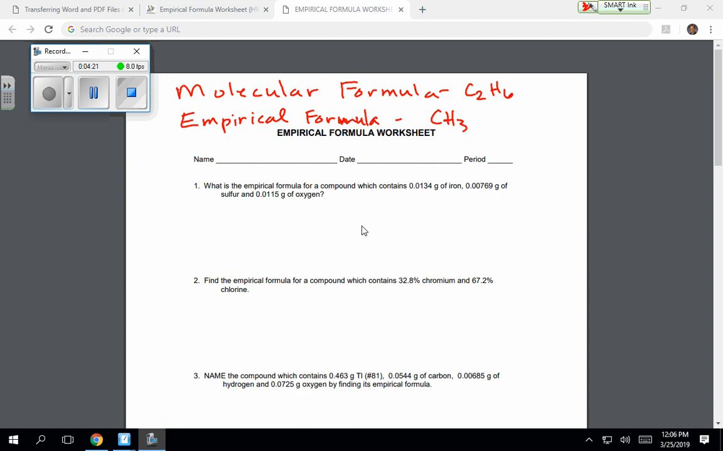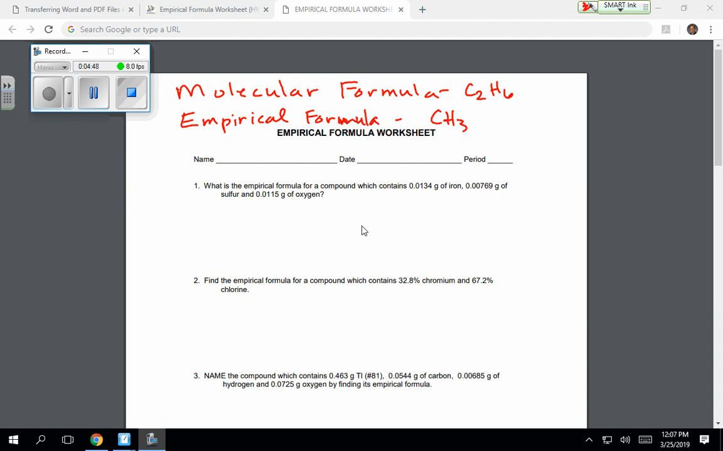Okay, so first of all, what is the empirical formula for a compound which contains 0.0134 grams of iron, 0.0769 grams of sulfur, and 0.0115 grams of oxygen? Here's how I recommend you do this. Stick with the method, and I'm not going to explain a lot about why we're doing it this way initially, but I think as you do it, you'll see why. It'll become obvious.